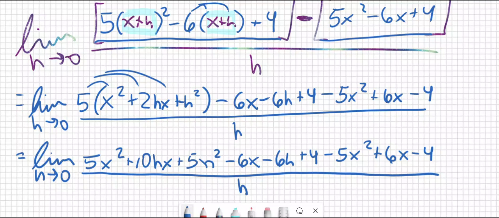All right, so let's see if we got everything. Now we'll see if there's anything that we can reduce or cancel. These always get a little uglier before they get nicer. So let's see, 5x squared minus 5x squared adds to 0, minus 6x and plus 6x, plus 4 and minus 4. And so we're left with just these three terms on the top and over h on the bottom.